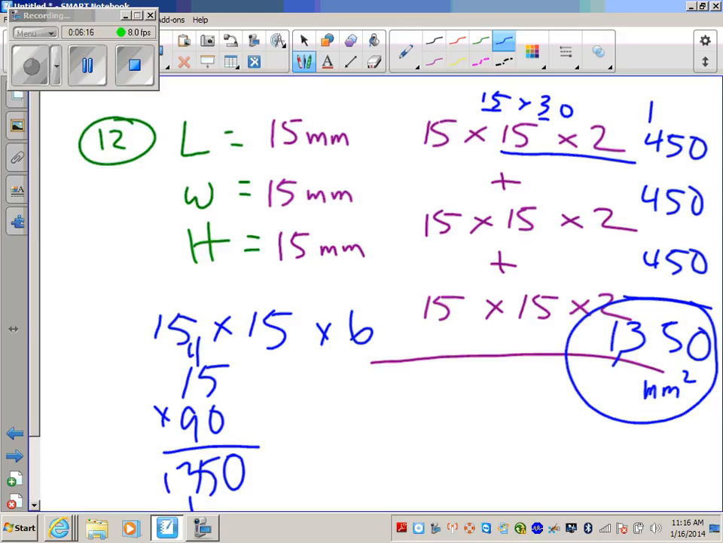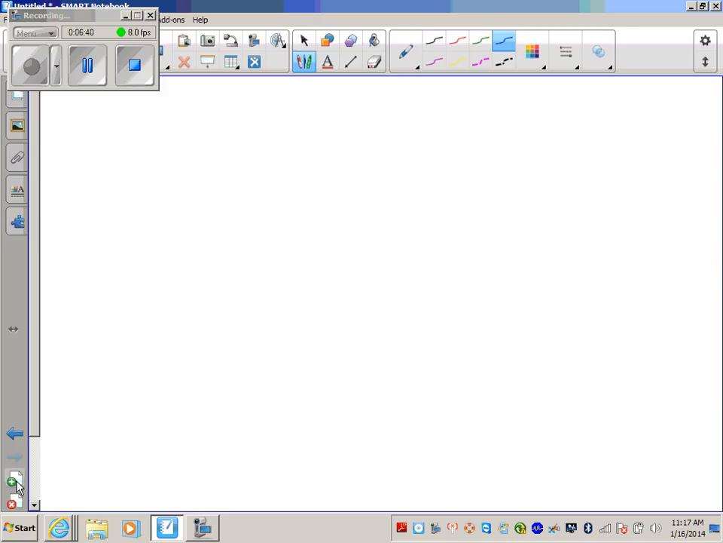If you're not comfortable with the shortcut, by all means, don't use it. All right? This is the destination right here. Whether you take the long way or the short way, I just want you to get there. Okay? Try number 13, surface area. 1350 was the answer. Try number 13. They tell you what L, W, and H are.